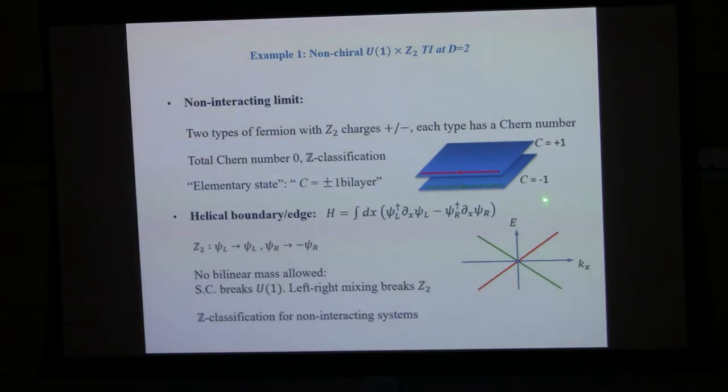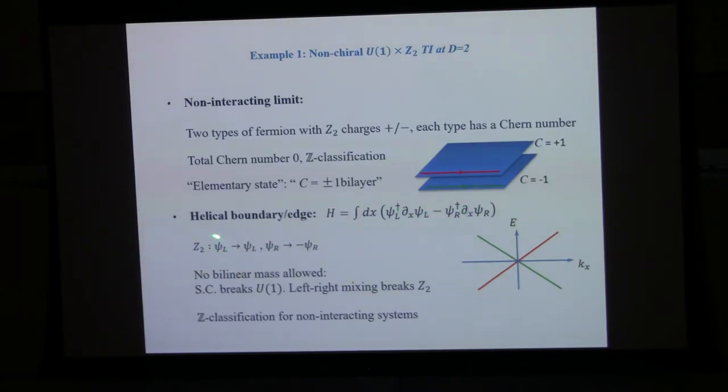And the Chern number equals minus one layer, the fermion carries Z2 charge equal to one. Then, without mixing these two layers, the boundary state is just non-chiral helical counterpropagating fermions, or we can say it's one one-dimensional Dirac fermion, which looks like this. There's a left moving mode and a right moving mode.